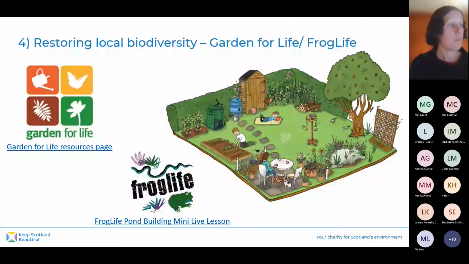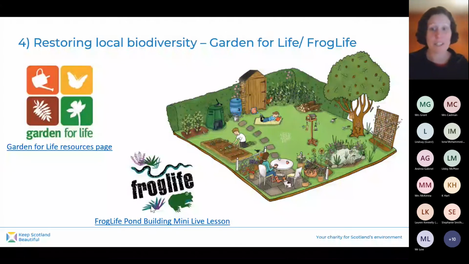Really great resources. We also had a mini live lesson a couple of weeks ago from our charity Frog Life, who did a brilliant session on how to build a pond. So if you're interested in building ponds, now that's kind of big ponds with proper pond liners, or even just wee container ponds can have a massive impact on biodiversity. Having a reliable water source available is really key for so many species. And there's great resources along with that live lesson on how to build a pond, and also to learn more about a lot of the species that live in and around ponds as well. So I'd recommend that one. So that's great places to start if you want to do some planting.